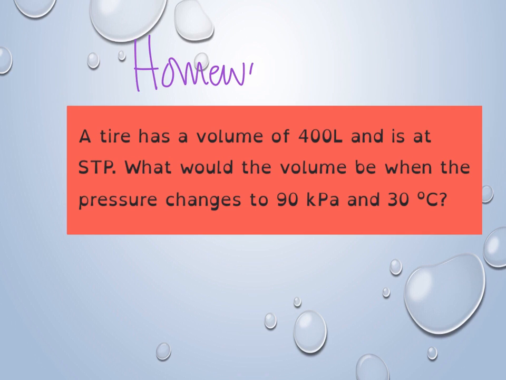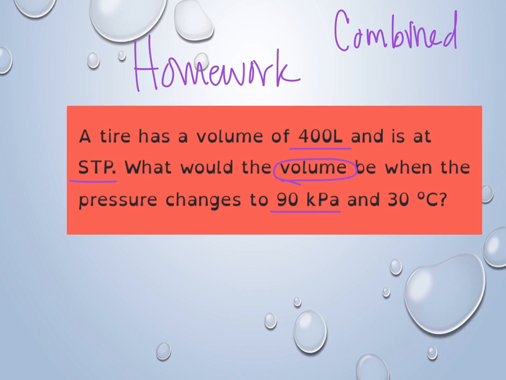All right, this is homework. Remember, we're going to submit this into the assignment for combined gas law in Schoology. Make sure that you set up the problem, show your work, and submit your answer. I'll read it to you. It says a tire has a volume of 400 liters and is at STP. What is the volume when the pressure changes to 90 kPa and 30 degrees Celsius? So you are solving for V2 in this problem. So again, make sure you set up and show your work, and submit all this into the combined gas law assignment in Schoology.